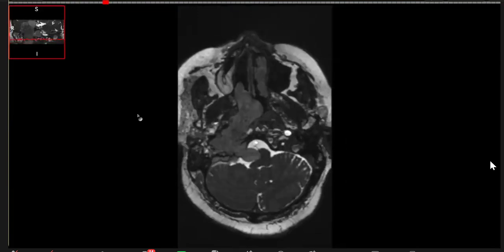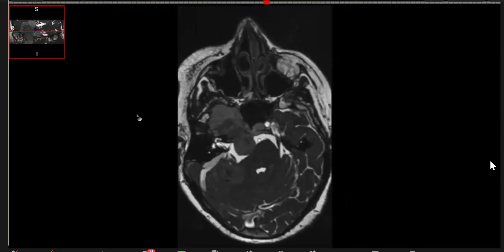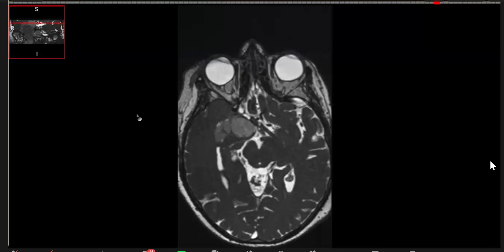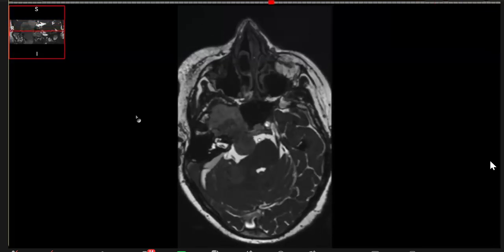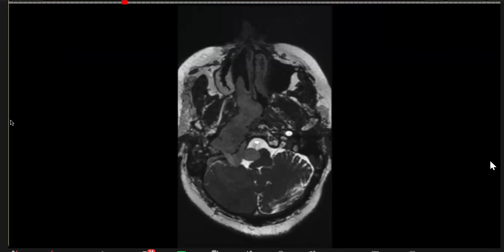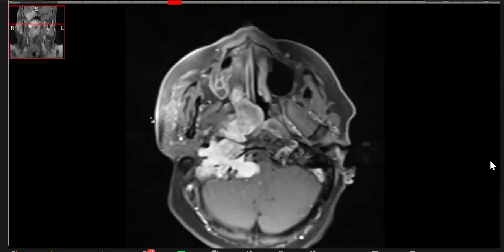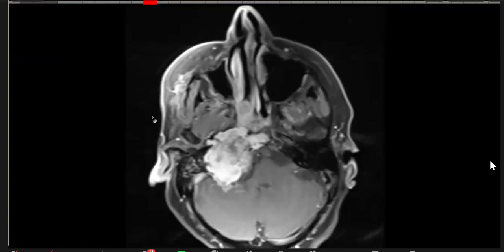There is also a secondary involvement of the mastoids due to the pressure effects of this mass lesion. So, I think this is neurofibromas. Okay, thank you.